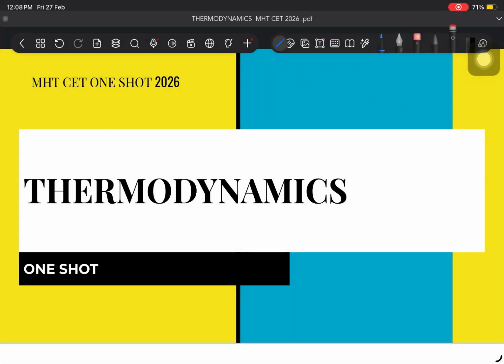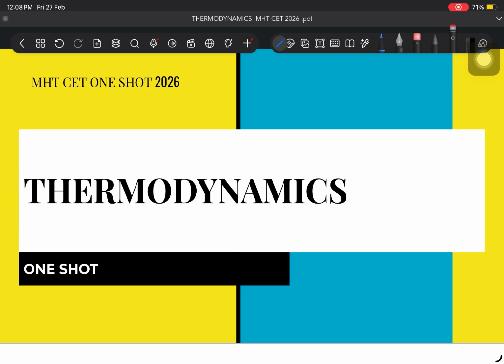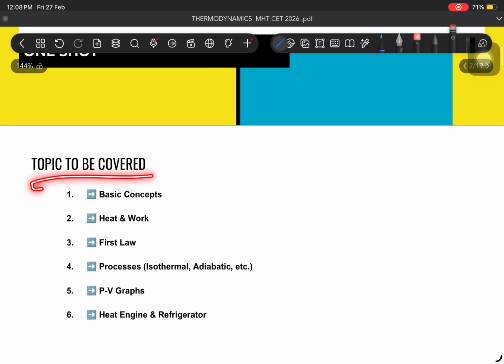Next chapter is thermodynamics. It is also an important chapter for MHT-CET. So first we understand what we cover: basic concepts, heat and work, first law, processes like isothermal, adiabatic, etc., PV graph, heat engine and refrigerator.